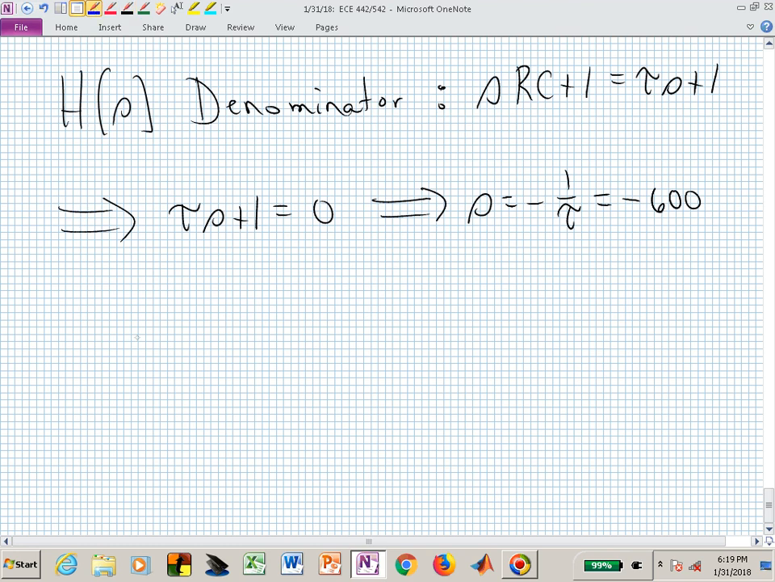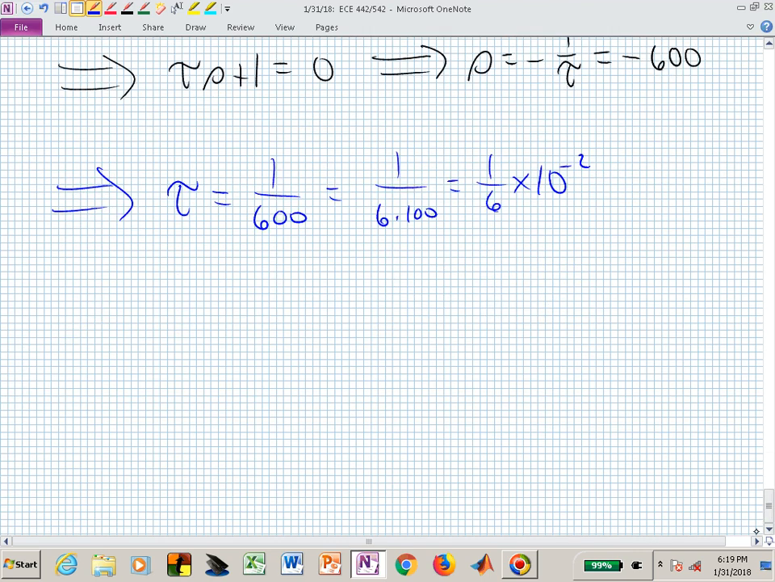Now, from that, we can solve for the time constant tau. Tau is just 1 over 600. Or 1/6 times 10 to the minus 2. Maybe I don't remember what that is, but I can sort of back it out. Now I have 1/3, that's 0.333, and divide that in half. So now I'm at 0.16. Is that okay? So this is now 0.1667 times 10 to the minus 2. That's a time constant. That's seconds.